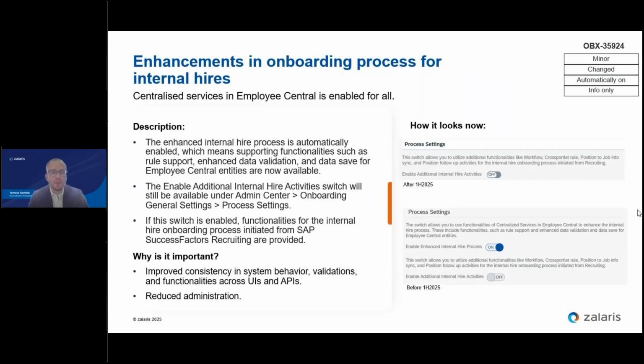Enhancement in the onboarding process for internal hires. It's a minor change. By default, the internal hire process is automatically enabled, which means supporting functionalities such as role support, enhancement, data validation, and data save for Employee Central are now available. As well, with the change, SAP changed the place where this toggle is available. Now it's in the onboarding general settings. This change reduces administration for that particular functionality of the system, and of course improves consistency in system behavior, validation, and functionalities across UIs and APIs.